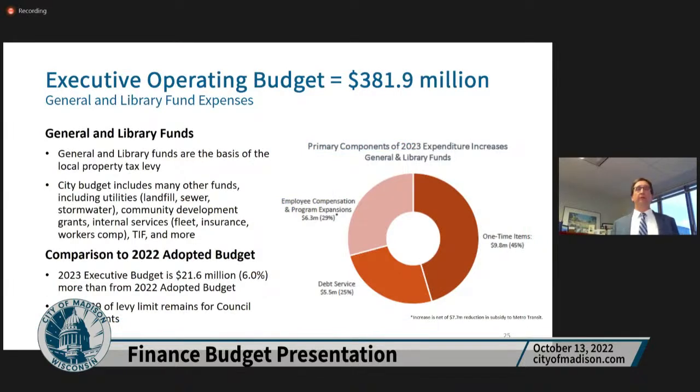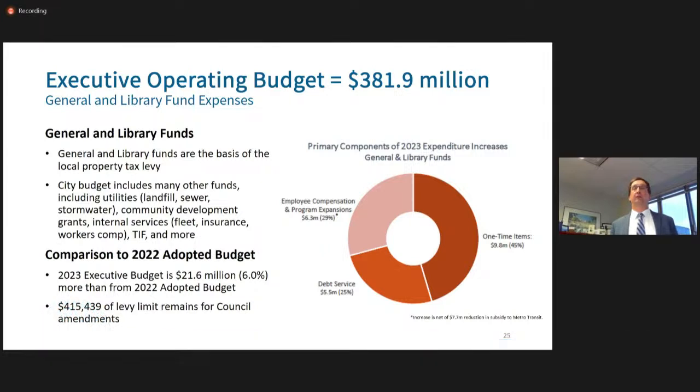So those are the priorities. We'll turn now to some of the numbers in the budget. It's a budget at almost $382 million in what we call the general and library funds, and we focus on that because it funds most of what the city does. It is funded primarily from the property tax, which we'll touch on in a minute.